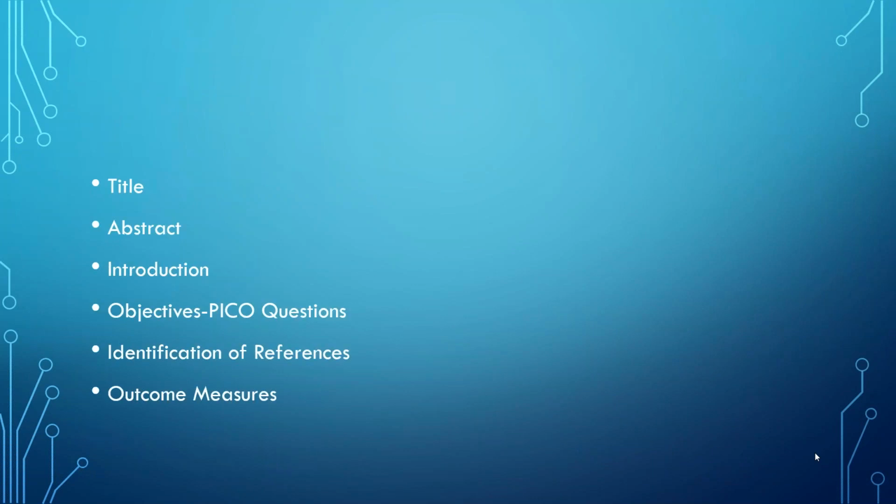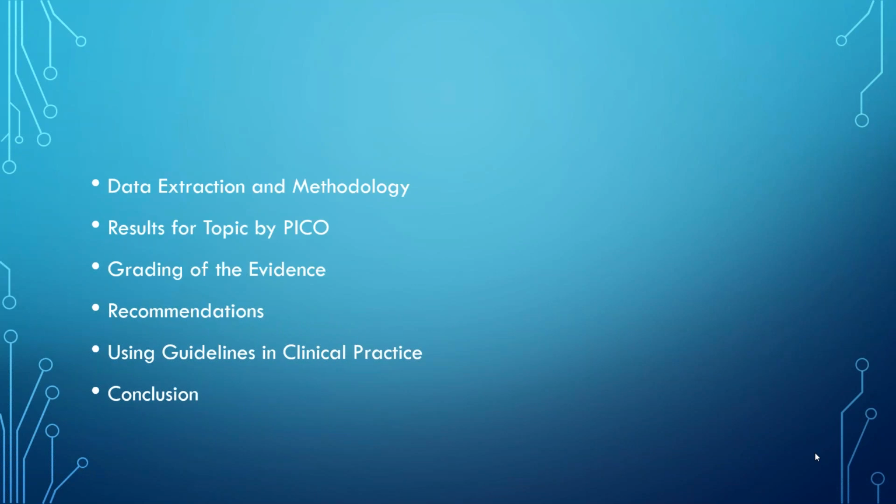You have the title, the abstract, an introduction, what your objectives are, your PICO questions, the identification of what your resources are, and your outcome measures. Then you go to how the data was obtained, what search you did, how it was extracted, and what methodology was used. And then for each PICO question, you list all of the following information. You grade the evidence, make the recommendations. And it's the summary portion of it.